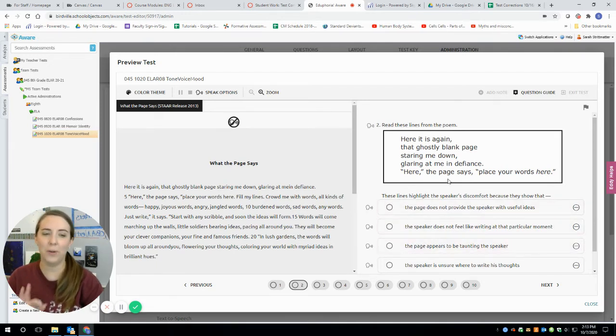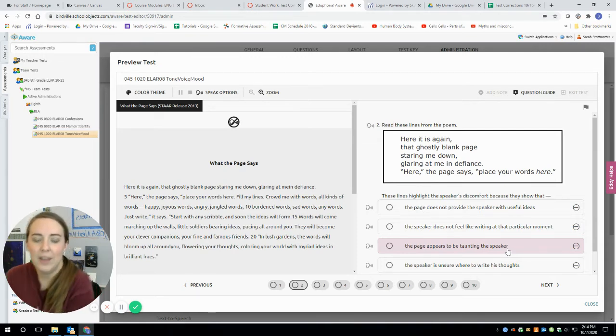A and B were great distractor answers. But the author never really quite comes out in this little passage right here and says anything about not having ideas, or says anything about not feeling like writing. But we do see the page staring down the writer. So that's our best answer.